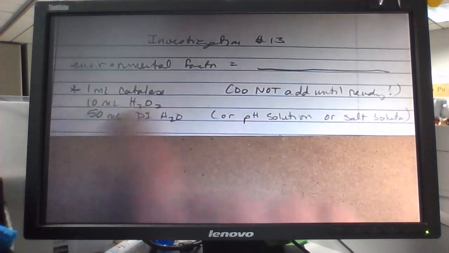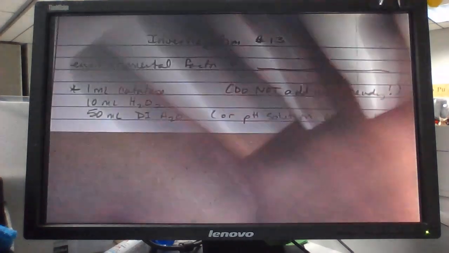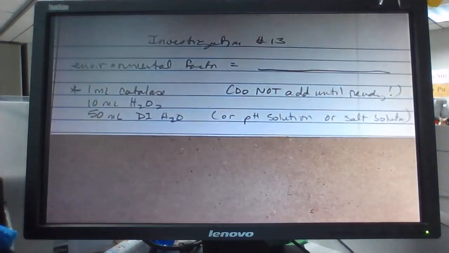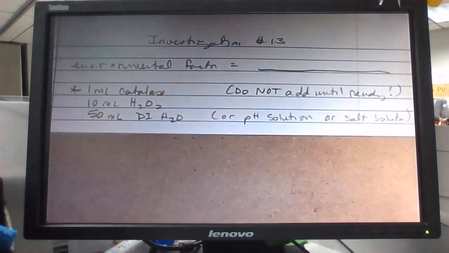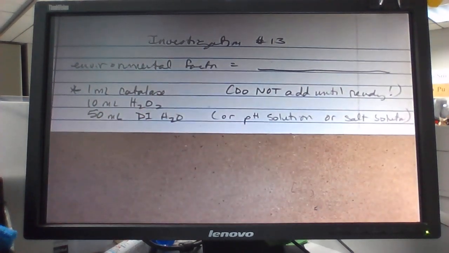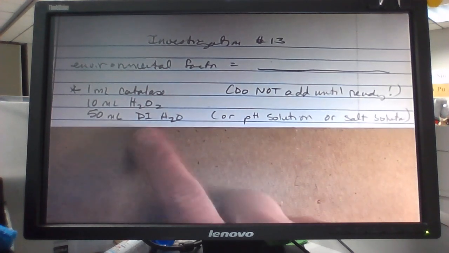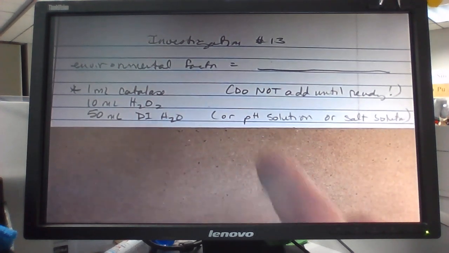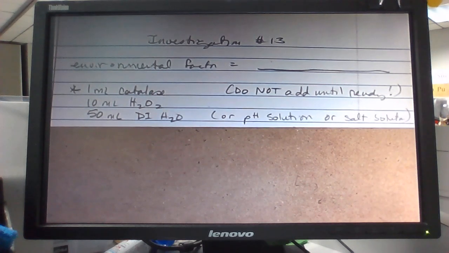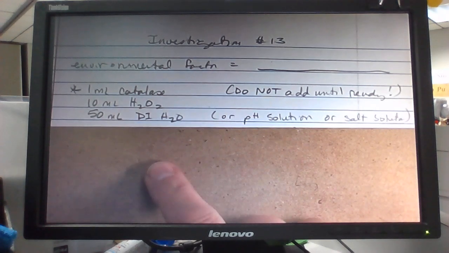So you'll have 1 milliliter of catalase. Hang on, just listen for just a second, and I'll let you write down. Everyone will have 10 milliliters of hydrogen peroxide. Everyone will have 50 milliliters of a solution. It kind of depends on which station you'll be at. Some of you will just have distilled water, diH2O. Some of you will have a pH solution or a salt solution. But everybody is going to have 50 mils of a solution. It just depends on which factor you're testing.